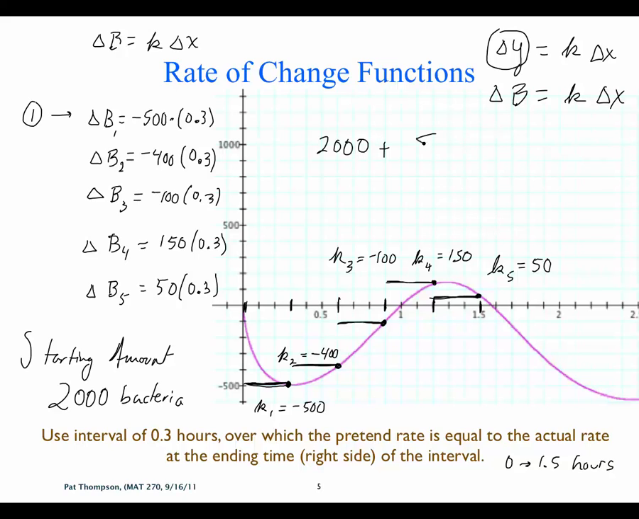So let's just write it out this way. 2,000 plus the sum of delta B sub i, i equals 1 to what? Equals approximately, it's an approximate because our rate function is approximate, the number of bacteria at 1.5 hours.